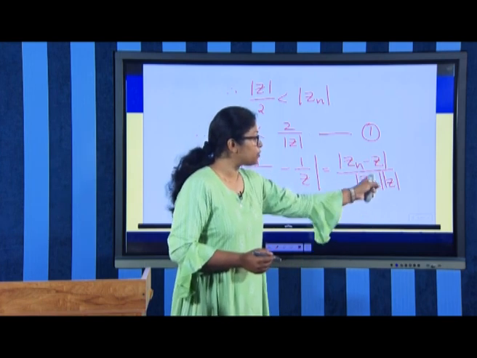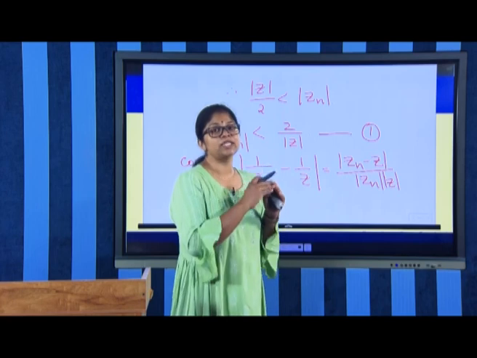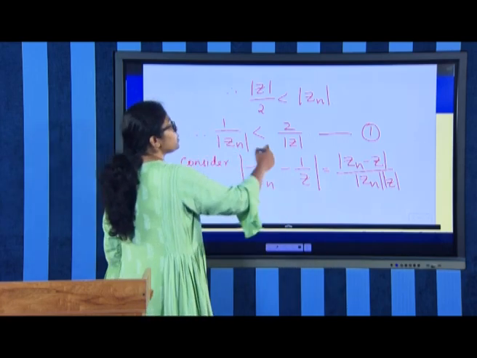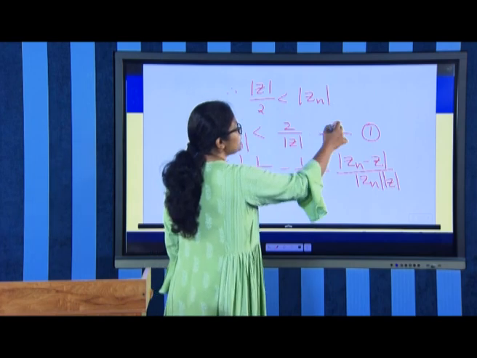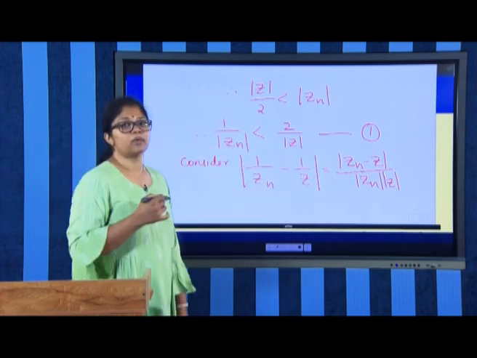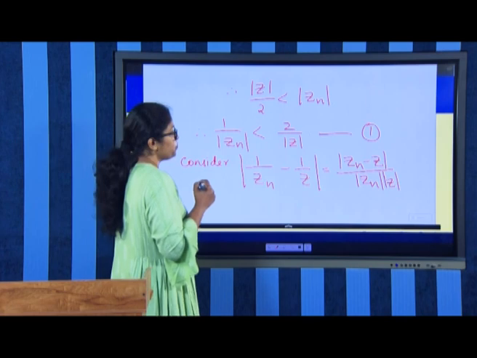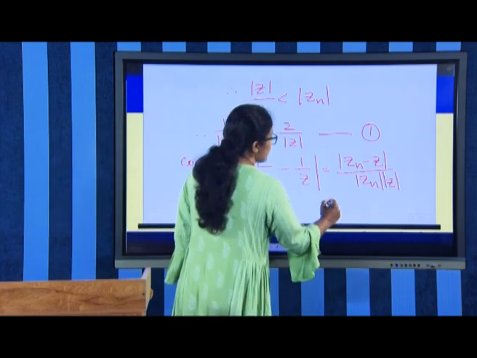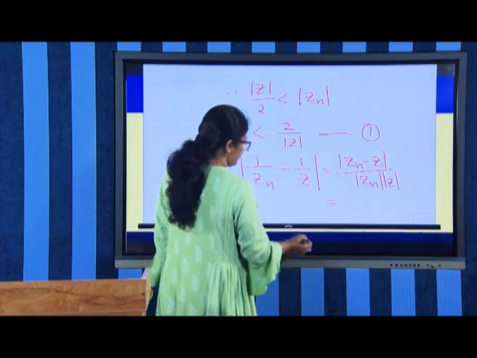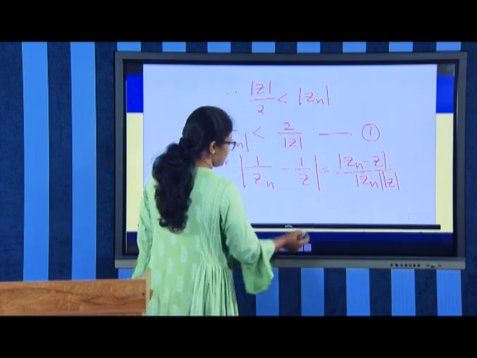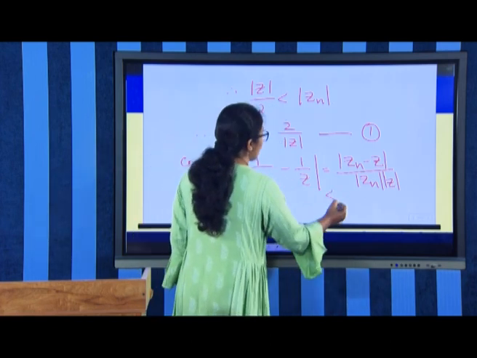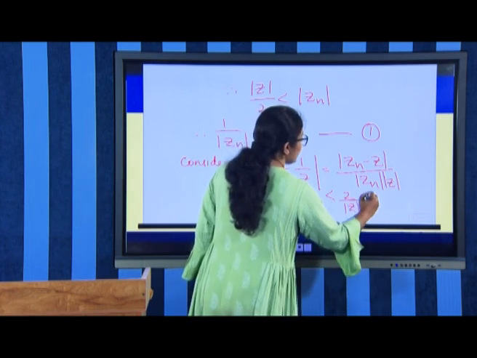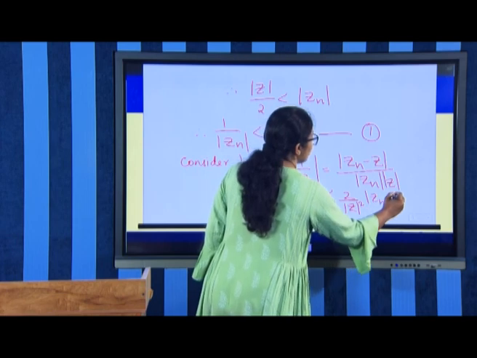That means we have to get rid of this mod Zn, because that changes as n changes. So that is why we require this condition number 1. That is why we have started with alpha equal to mod Z by 2. So, using this result here, you will get this is strictly less than 2 by mod Z square into modulus of Zn minus Z.